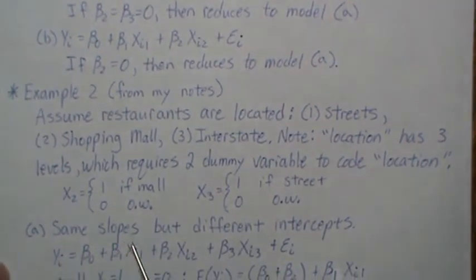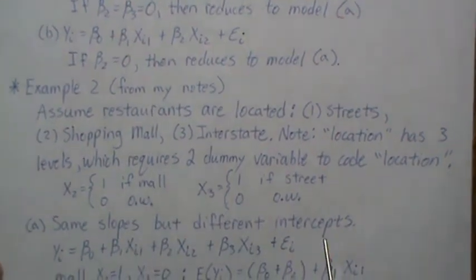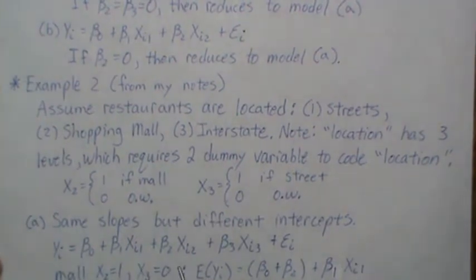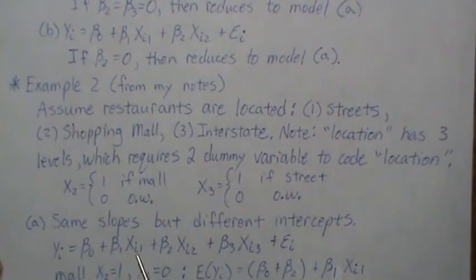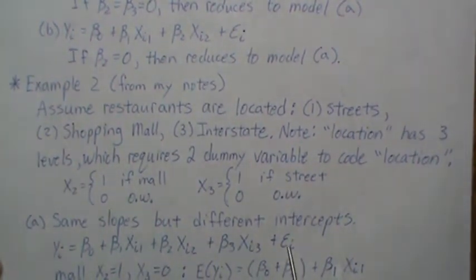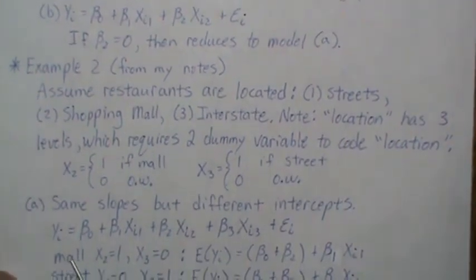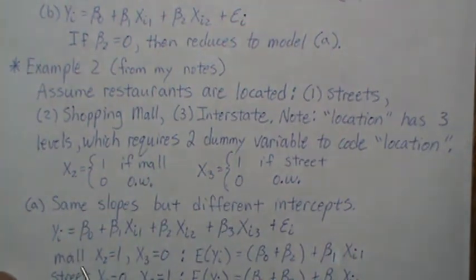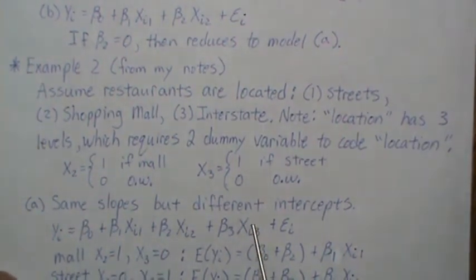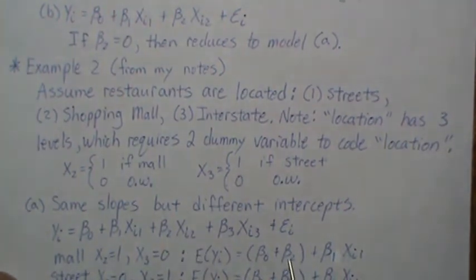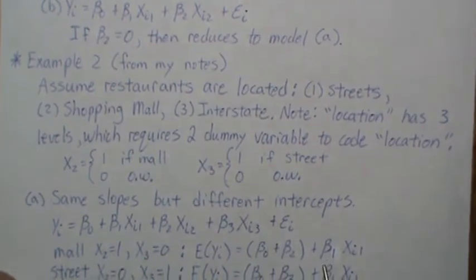So let's look at the same slopes but different intercepts model. And that's where we just have first order terms. So Y is equal to beta 0, beta 1 x1, beta 2 x2, beta 3 x3, and the intercept. So there's no second order terms in here. When we look at the expected value of this equation, for mall, x2 is 1, x3 is 0. So its expected value is this. It has this as an intercept and beta 1 is the slope.